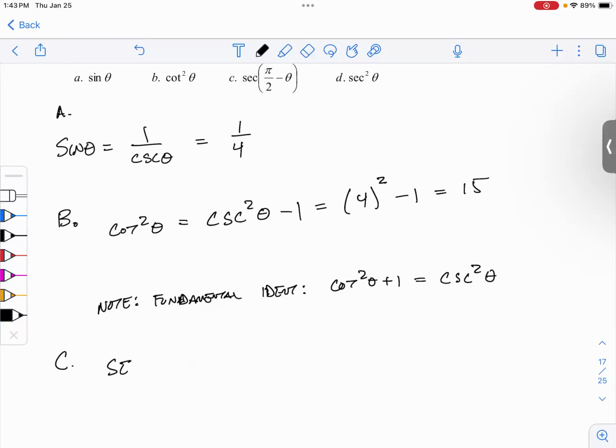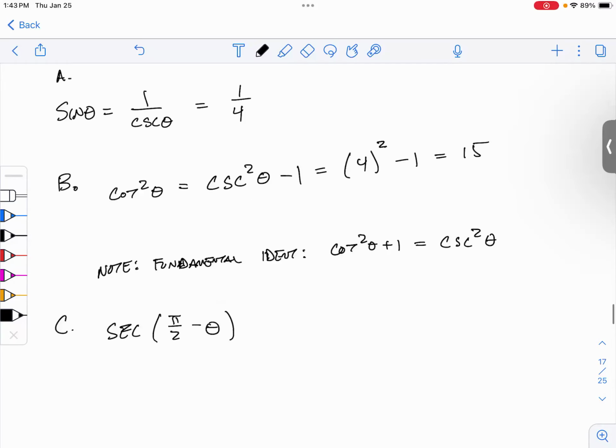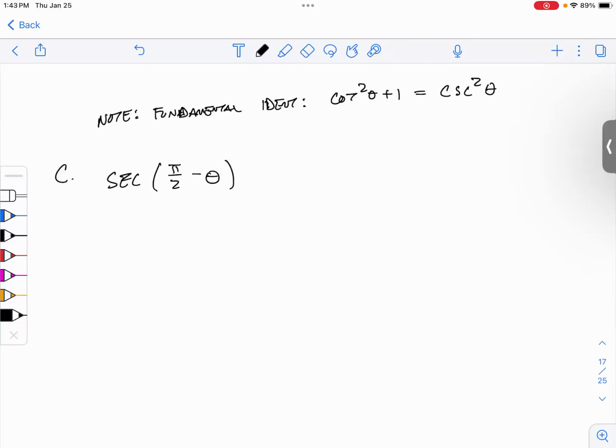All right, secant of pi over 2 minus theta. Okay, so secant of pi over 2 minus theta. We actually saw this notation already. In what theorem? Cat. When you see this, Cat should flash to your mind every single time, because it's saying 90 degrees off of something. What is the co-function of secant? Cosecant, right? So the co-function of secant is cosecant.